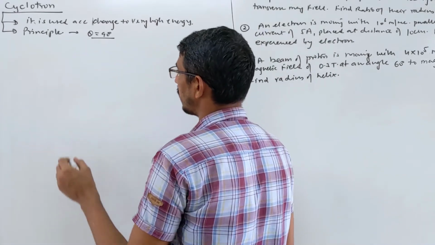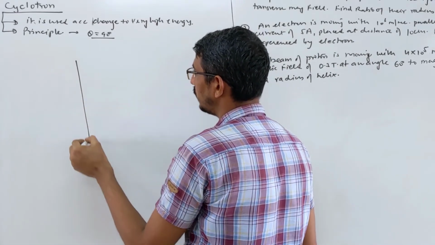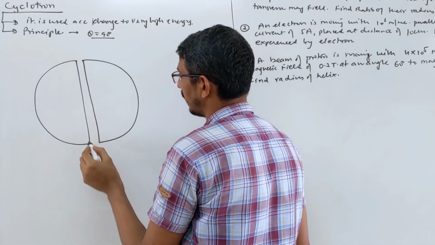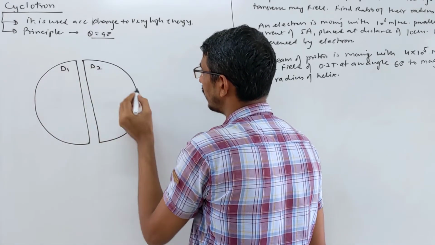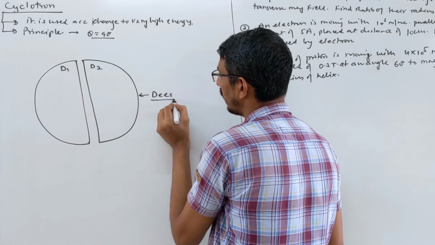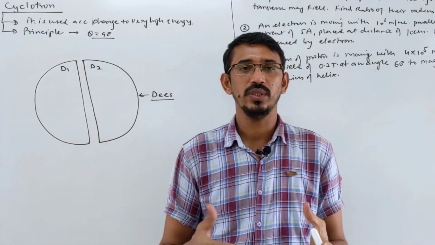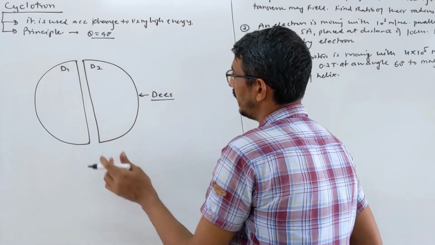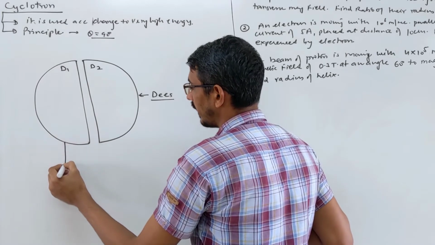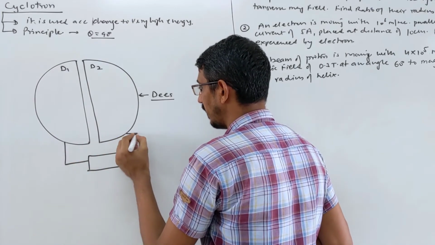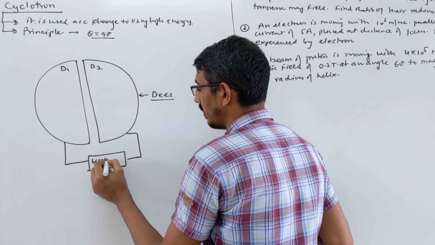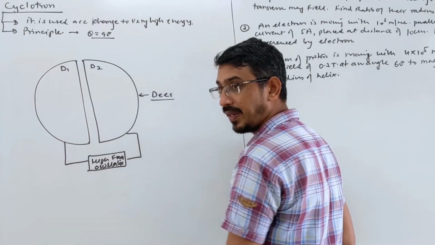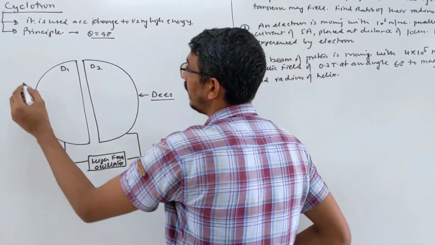How does it look in construction? You have already seen it in school. There are two hollow D's, placed very close to each other like this. This is D1, D2. These are called D's. They are hollow, like semicircular metal loops. They are hollow from inside, and they are connected to a very high frequency oscillator, which is nothing but a source of AC current. And magnetic field and electric field are provided.